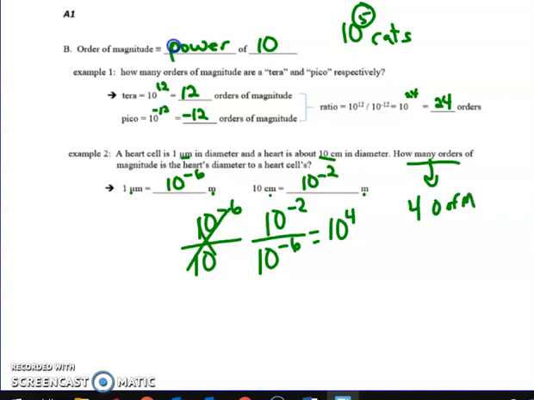All right, so there's your introduction to powers of 10. We'll relate that to some of the exercises we do in the very first few days and throughout the rest of the year.